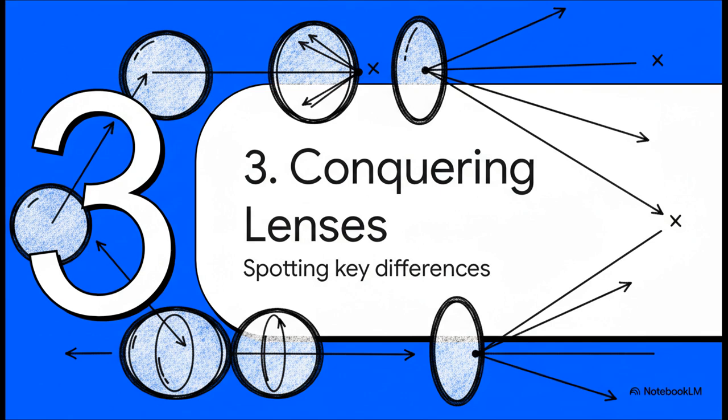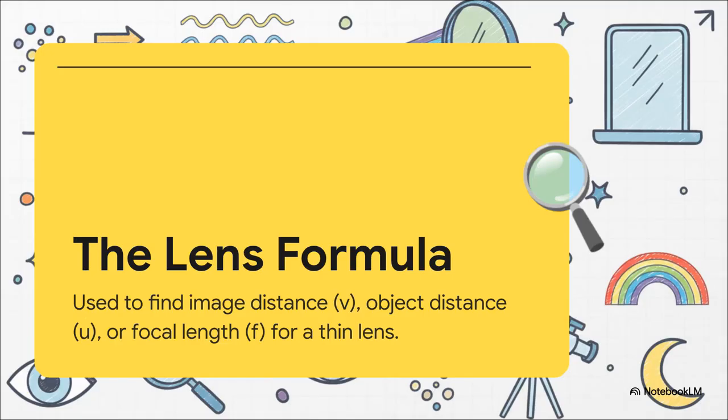Okay, we've got mirrors down. Now let's jump over to lenses and see how this all connects. Lenses follow really similar rules, but there are a few tiny, critical differences that can totally trip you up if you're not paying close attention. And here we have the lens formula. Now look really closely. It looks almost identical to the mirror formula, but see that? It's a minus sign instead of a plus.